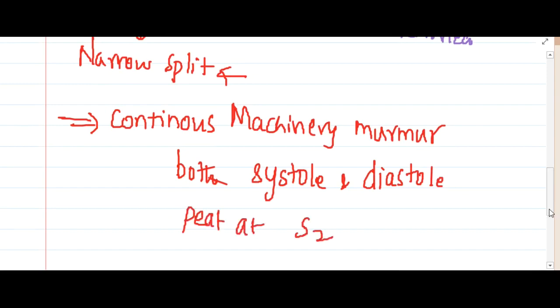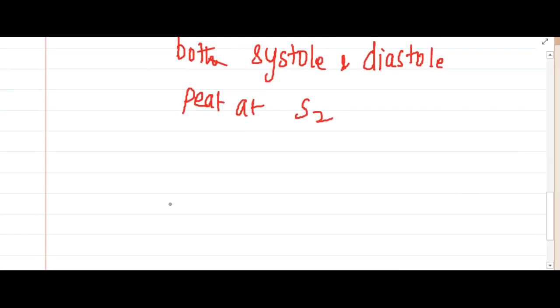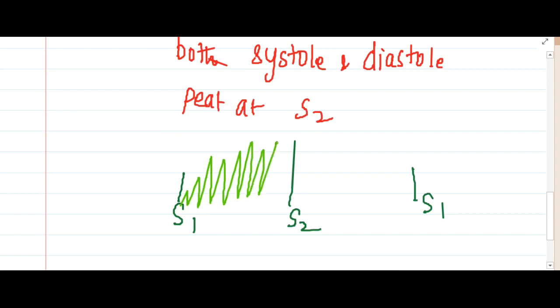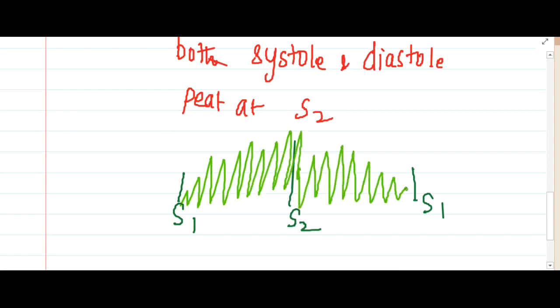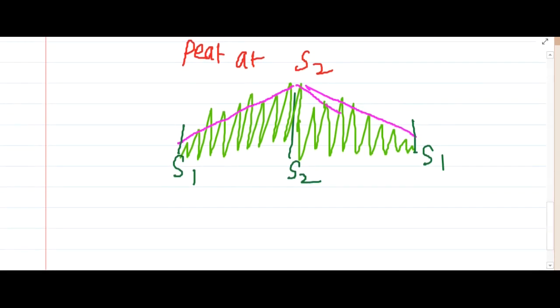Okay, if I draw the picture of this murmur, this is S1, this is S2, this is again S1. So the murmur will start here and it peaks at S2 and then it again comes down. Okay, so this is how the murmur looks. First it peaks at S2 and then it decreases.